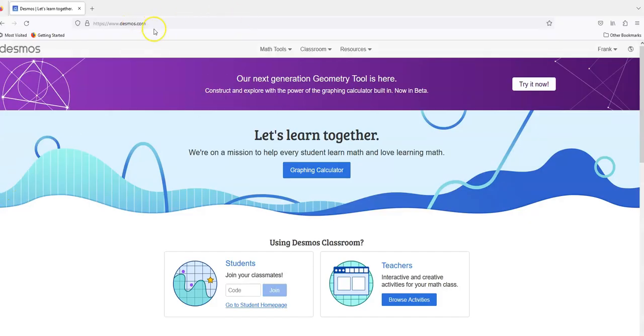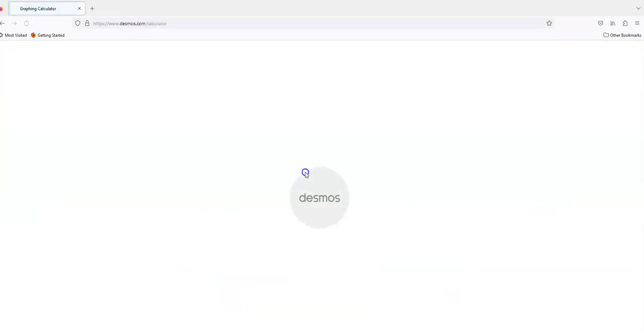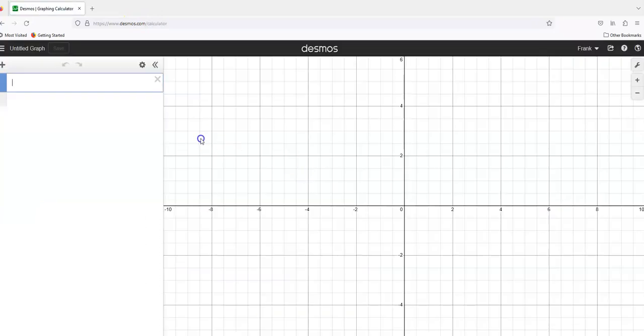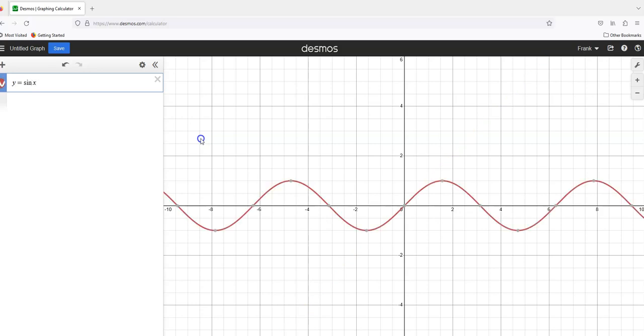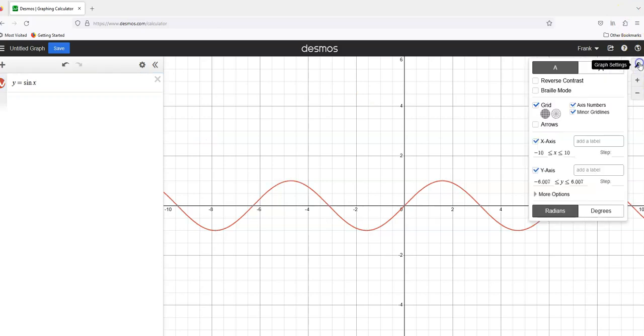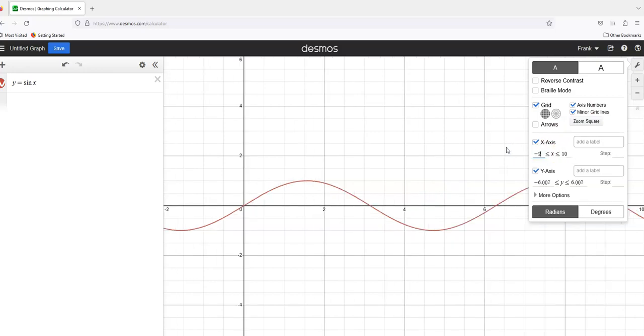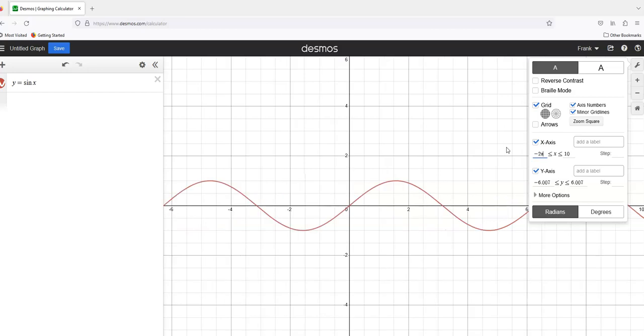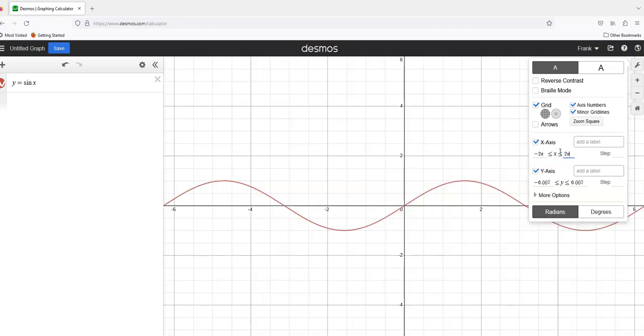All right, so I just went to Desmos.com, clicked on the graphing calculator. Up in the corner here, I'm going to type in y equals the sine of x. You notice that the directions said to graph it on a window from negative 2 pi to 2 pi. So over here where the little wrench is, you click on the wrench. For the x-axis, I'll write negative 2, and then notice I'm going to start typing the word pi, and it changes it to a pi. And that's positive 2 pi.